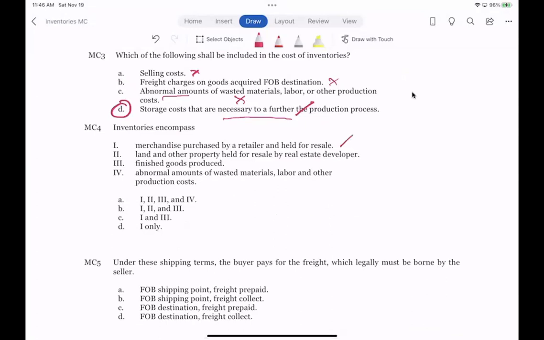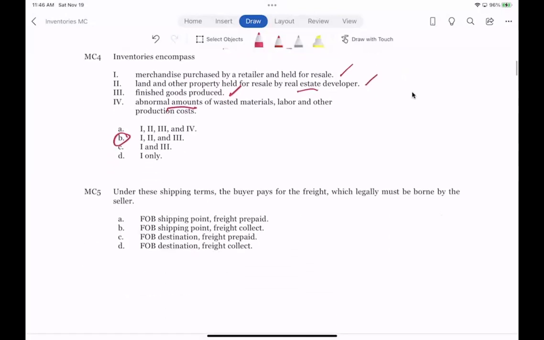Inventories encompass 1, merchandise purchased by a retailer and held for resale. So that's included. Land and other property held for resale by a real estate developer, that is inventory. Finished goods produced, that is inventory. Again, abnormal amounts of wasted materials, labor, and other production costs, not included because, again, this is treated as period cost. So this is taken to profit or loss as expense. Therefore, it's 1, 2, and 3.